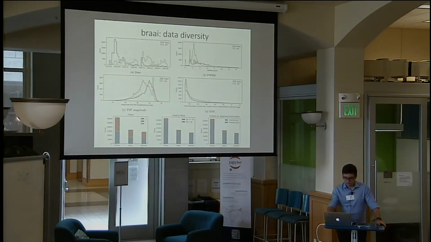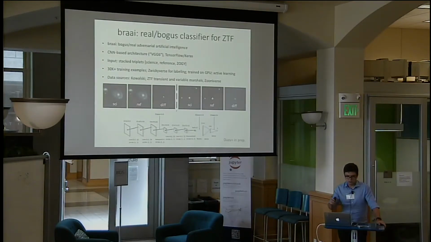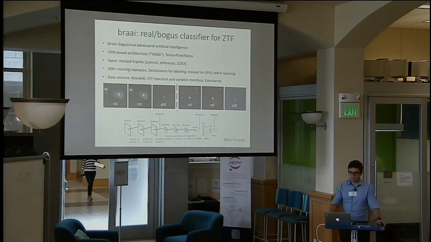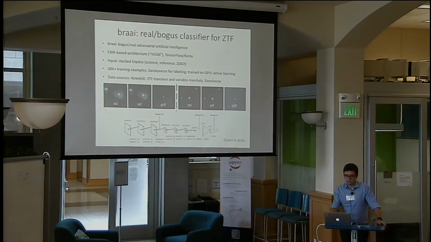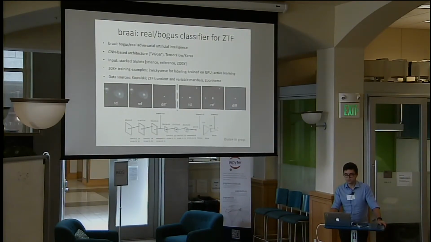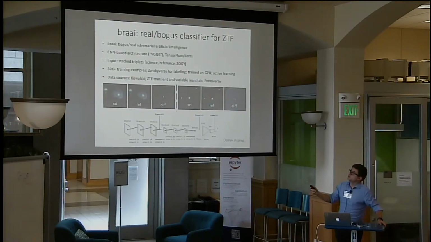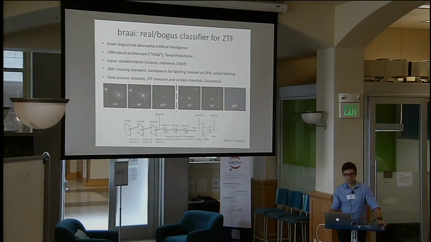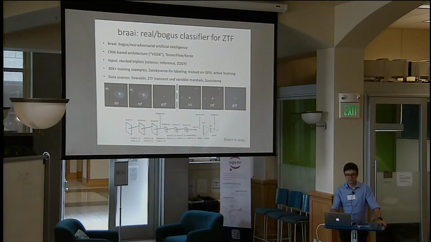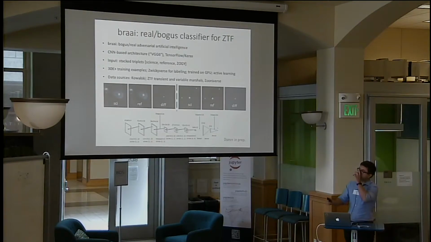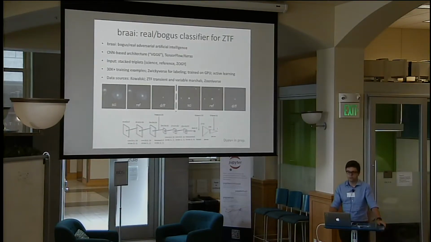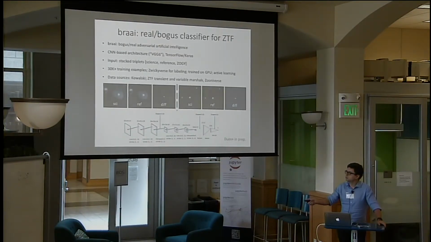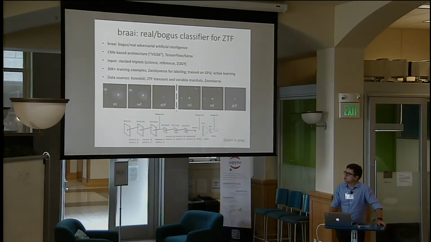To the DL part, I'm sorry. The first system that I'd like to talk about is a real bogus classifier for ZTF, a deep classifier. We call it BRAI, which stands for Bogus Real Adversarial Artificial Intelligence, adversarial meaning bogus versus real. It's a CNN-based architecture, a pretty boring one. I show it here. It's enough to solve the problem.